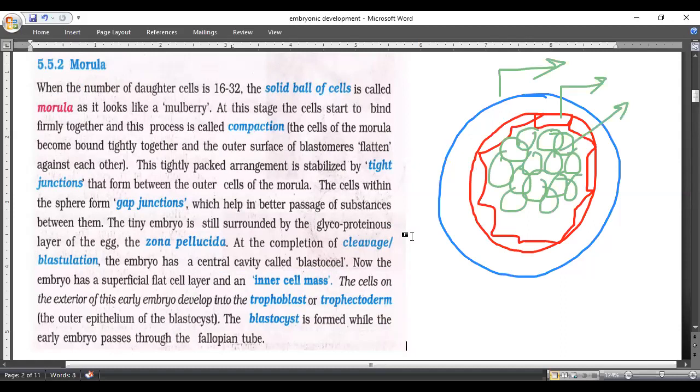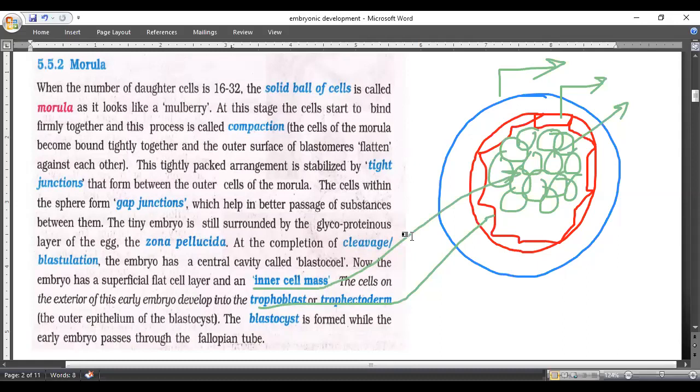The cells of the exterior of this early embryo develop into trophoblast or trophectoderm, this one, the outer epithelium of the blastocyst. Then the inner cell mass, this is the green one. The zona pellucida is as usual. So that is how the blastocyst is formed while the early embryo passes through the fallopian tube.